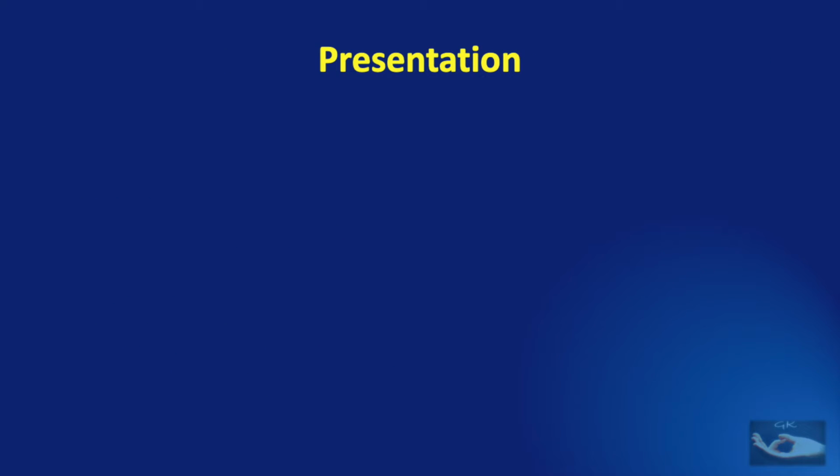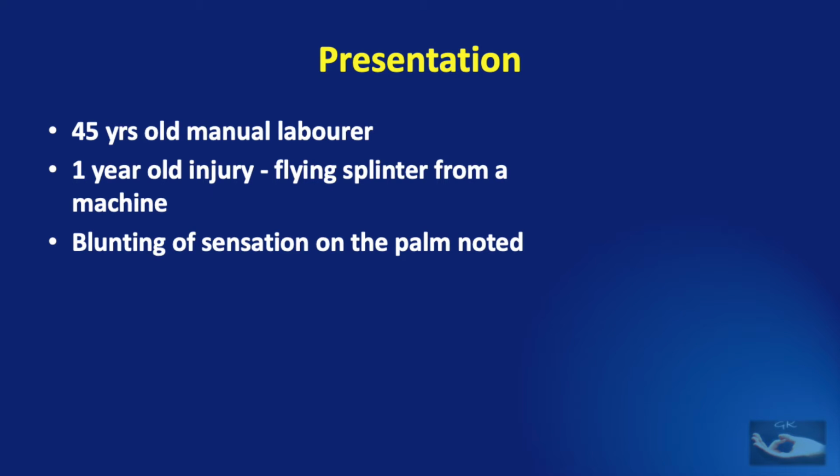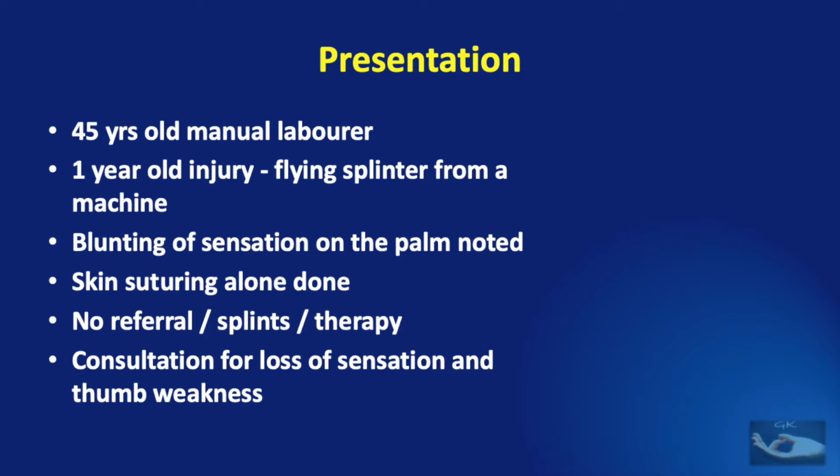A 45-year-old manual laborer presented with a history of injury sustained 1 year ago by a flying splinter from a machine which struck his left forearm. He had noticed a blunting of sensation on the palm immediately after the injury, but only a skin suturing was done at a local hospital and there was no referral or splints or therapy advised. He continued to use the hand, but he has now come for consultation because he has noticed continued loss of sensation and weakness of thumb movements.